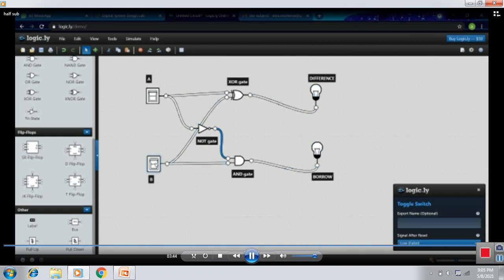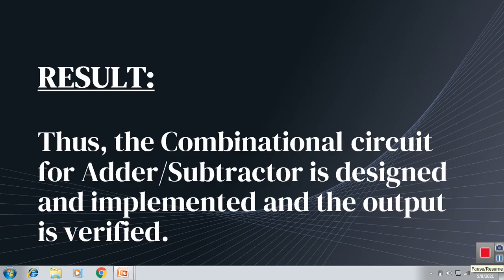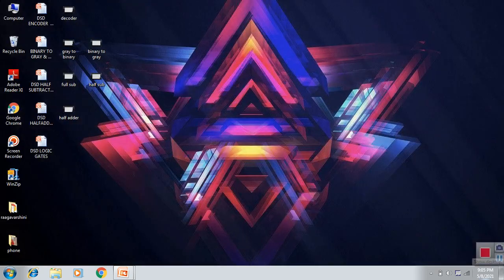And the result is: thus, the combinational circuit for the subtractor is designed and implemented, and the output is verified.